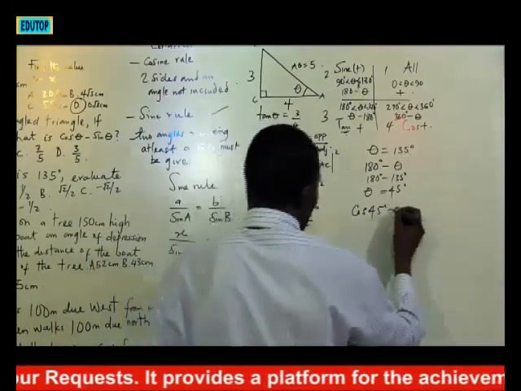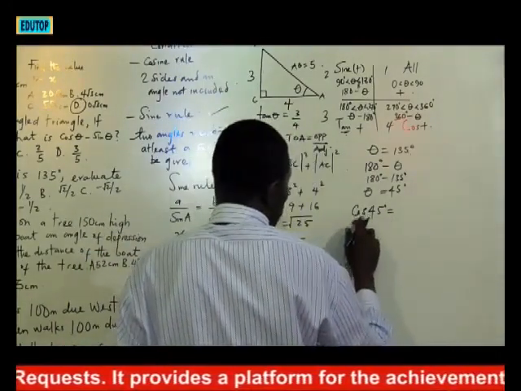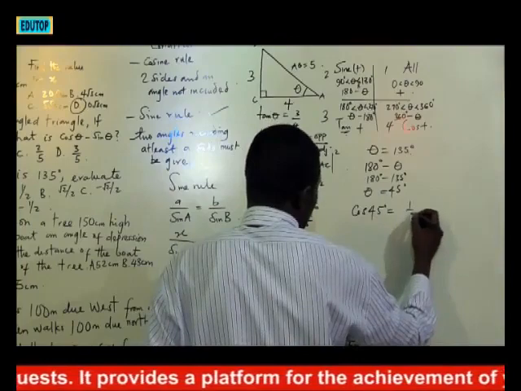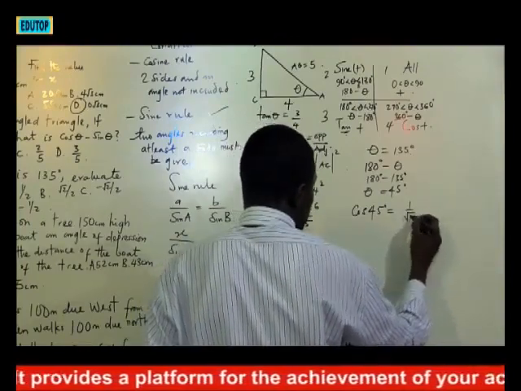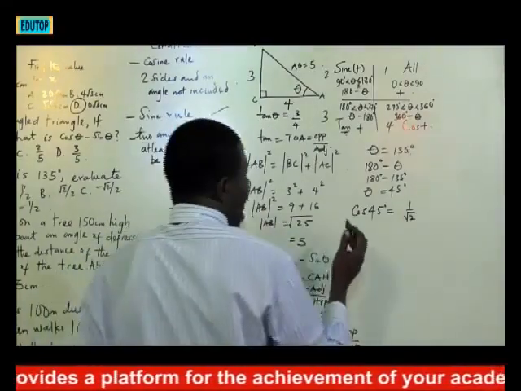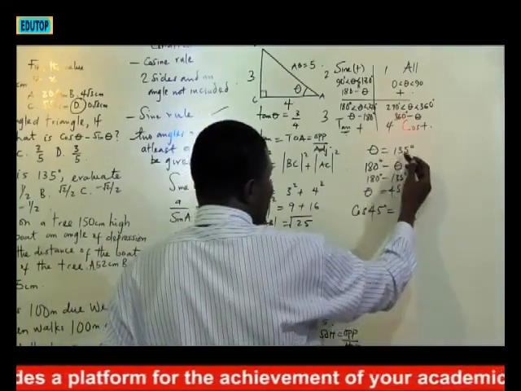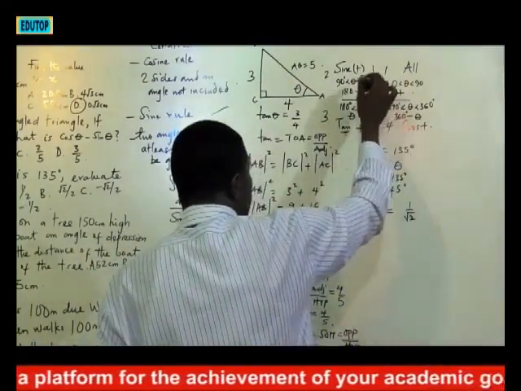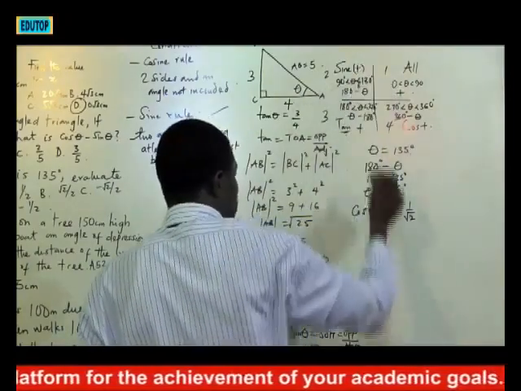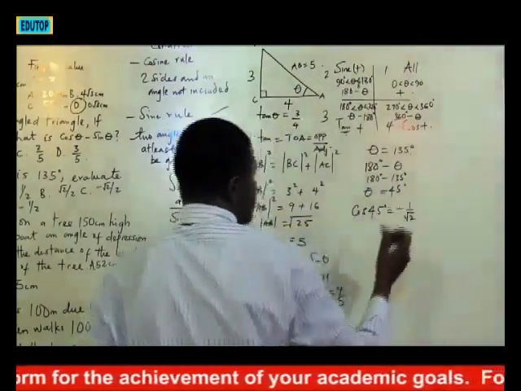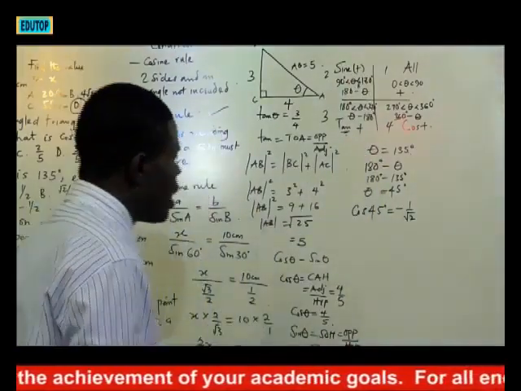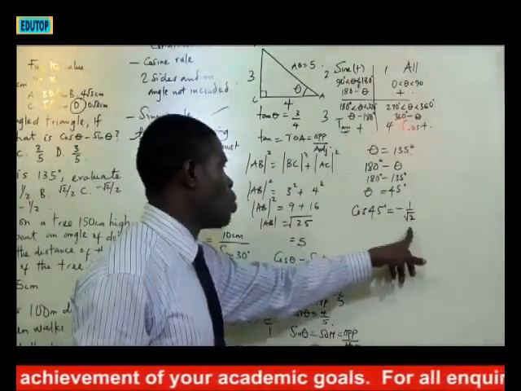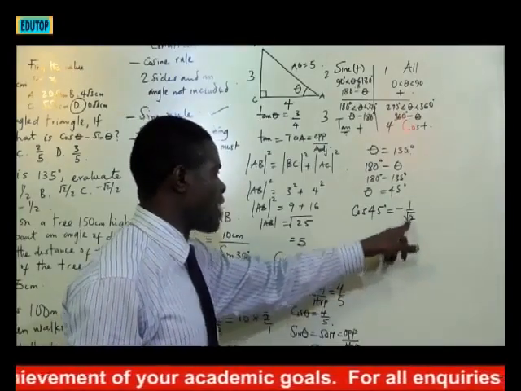That means by special angle, cos 45 will be 1 over root 2. But because our theta, which is 135, falls into the second quadrant where only sine is positive, this one will be carrying a negative sign because cos is negative in this region. So we definitely have minus 1 over root 2 as our answer.